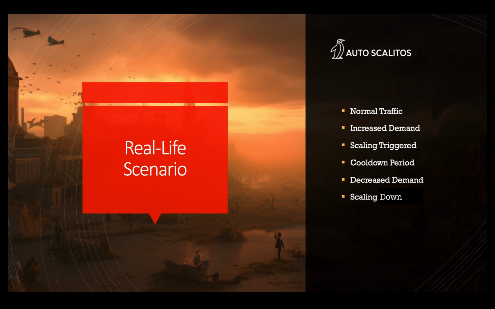Scaling triggered. The chill-o-meter spikes and the Autoscalatos call for reinforcements. More penguins dressed in colorful capes and party hats join the dance-off, spinning and waddling like there's no tomorrow. The scaling policy is triggered, and AWS auto-scaling automatically adds more instances to the ASG to handle the increased load. It launches instances based on the predefined launch configuration or template.